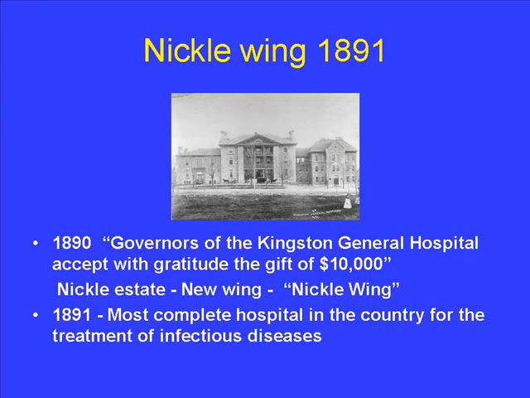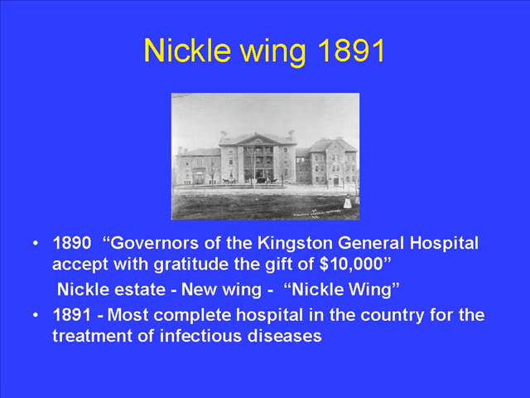Now, in 1889, the Board of Governors at the Kingston General Hospital recommended that a new building for the management of infectious diseases should be built. Their only problem was they didn't have the money. Now, in 1890, my friend Dr. Fenwick was in London, as he often did, and he visited many of these fever hospitals, and when he returned, he was a member of the building committee that led to the construction of the Nickle Wing.